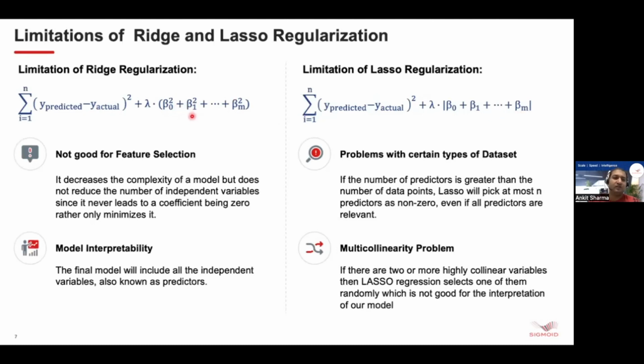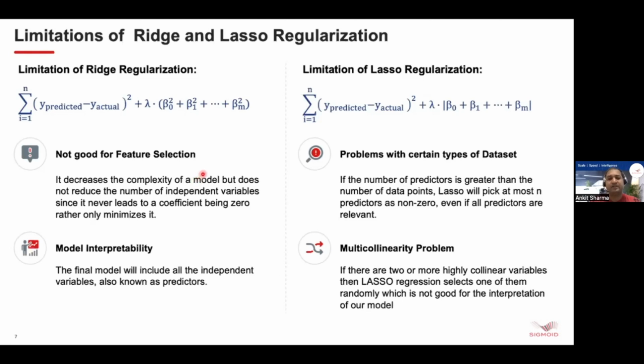Coming to the limitations of ridge regularization, the first limitation is it is not good for feature selection. What does it mean? It means that it is not going to put your beta coefficient value as zero. Whatever number of independent variables you have in your model initially, the number of variables remains the same, and that is why it does not help in the feature selection of your model.